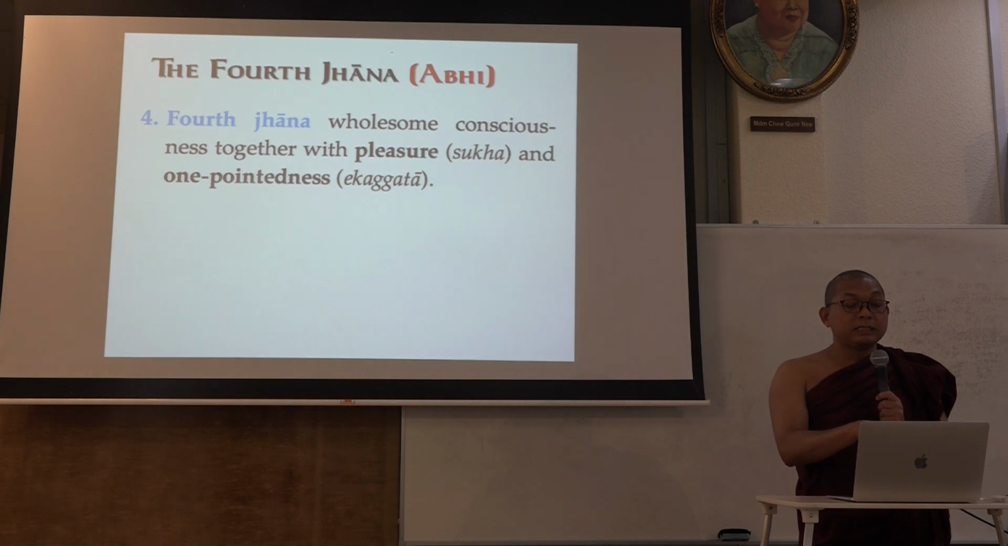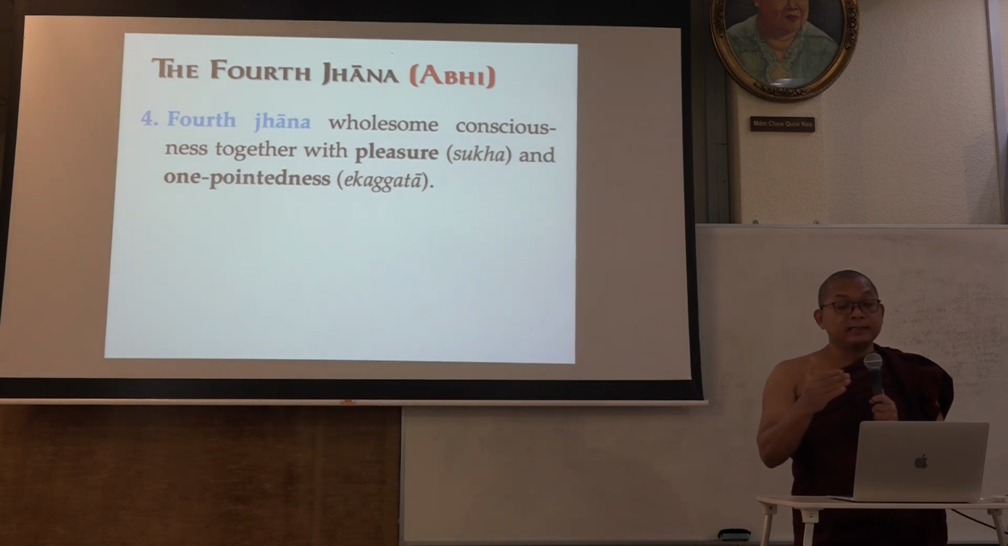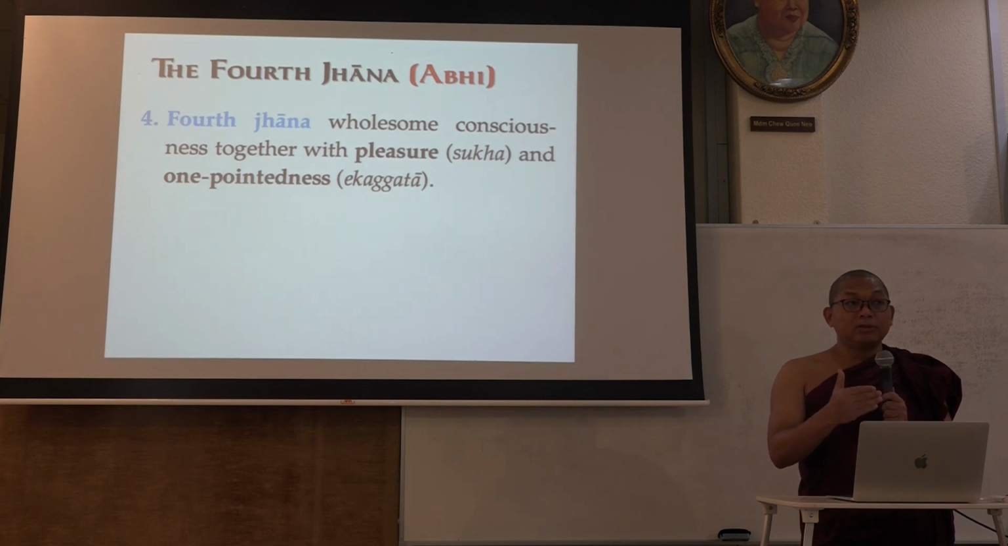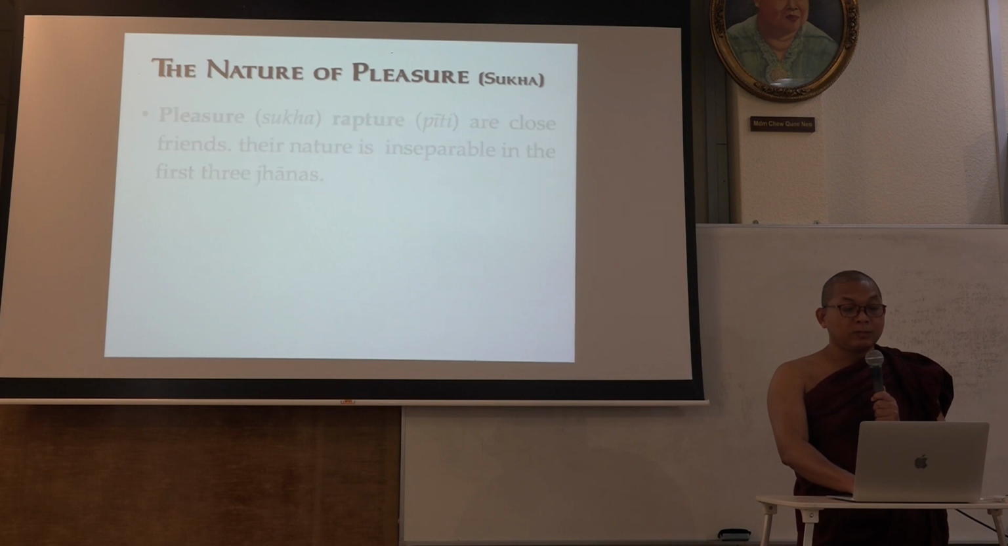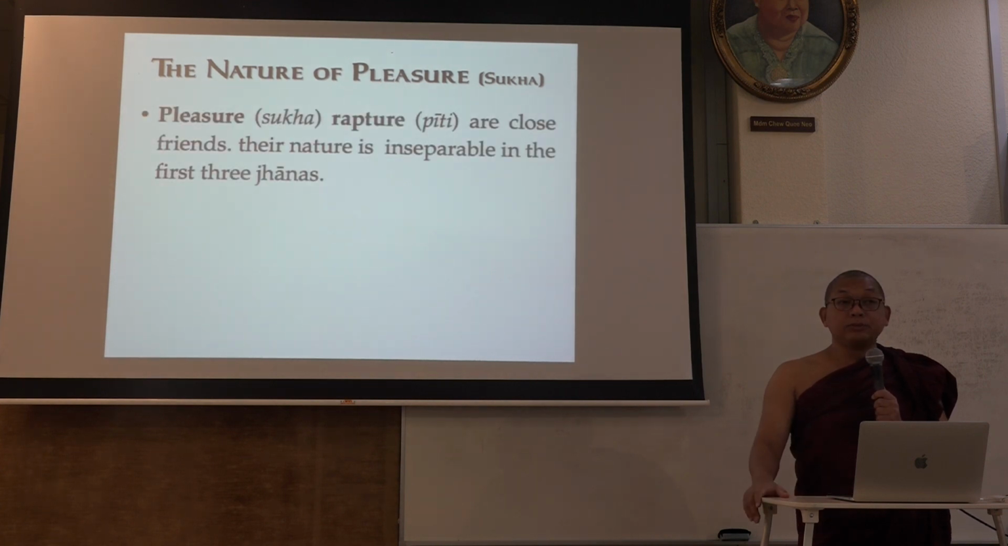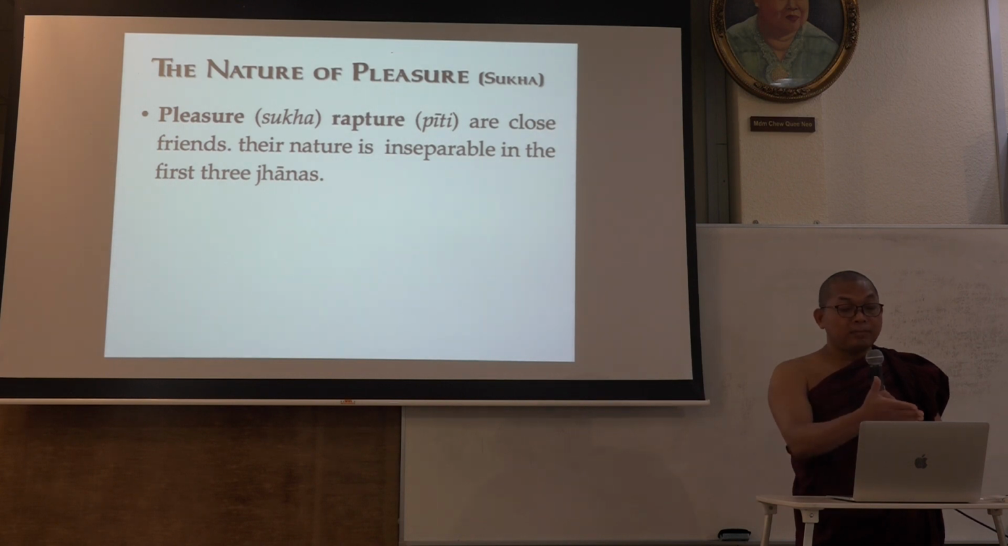Just like that, when somebody enters the fourth jhana again and again, by training with the five kinds of mastery, he has more stillness, and he begins to see the danger of pleasure. If you cannot maintain stillness in the fourth jhana, then pleasure may... Pleasure and rapture are close friends. They are close friends.